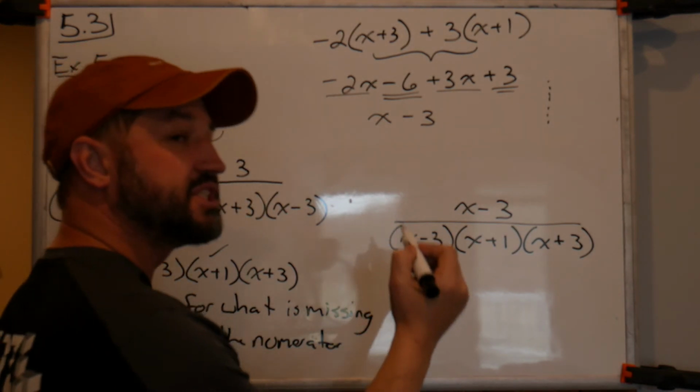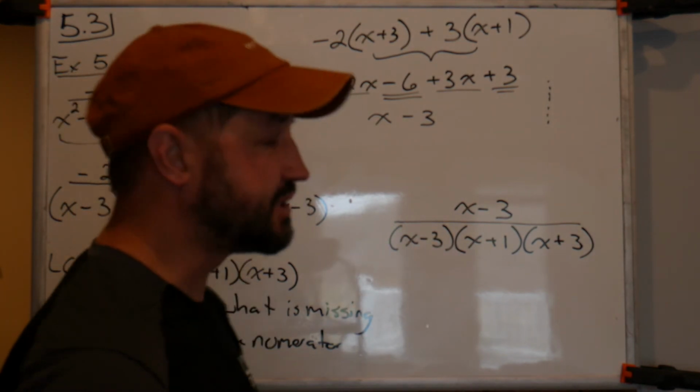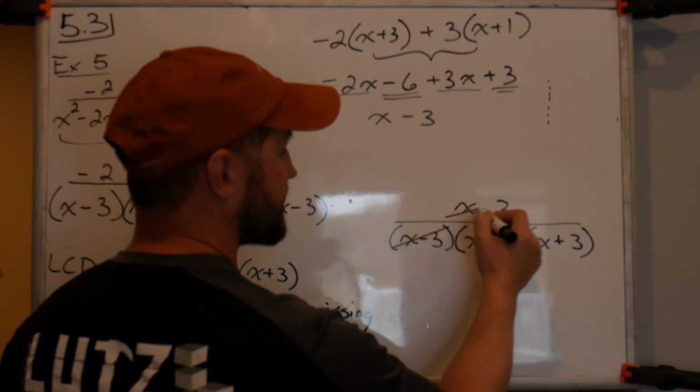Now you just look for sames. I'll say sames. I like that. I don't want to say similar. Look for sames. X minus 3, x minus 3.